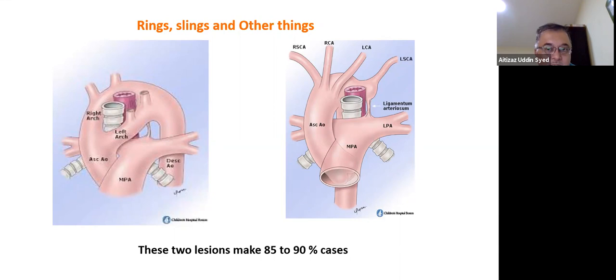So you have to dissect it out, divide the ligamentum, take the left subclavian artery, cut it out, and you can re-anastomose it to one of the neck arteries or another position. Or in some cases where you can't, you just leave it alone and hope that you don't develop a limb ischemia. So these two are the commonest. Remember these two.